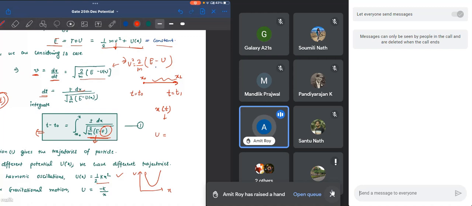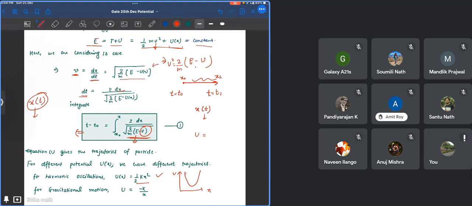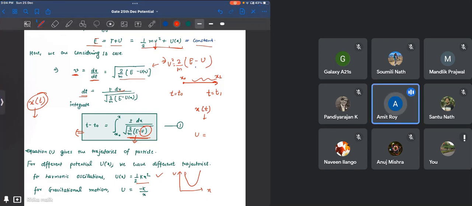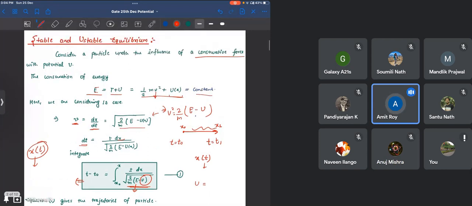Ma'am, what if there is a non-conservative force? For non-conservative forces, this kind of equilibrium condition is not valid. Then you have to use some other formalism. Ma'am, what is the reason? Can you repeat? What is the reason? Why do we need conservative forces for stable or unstable equilibrium?